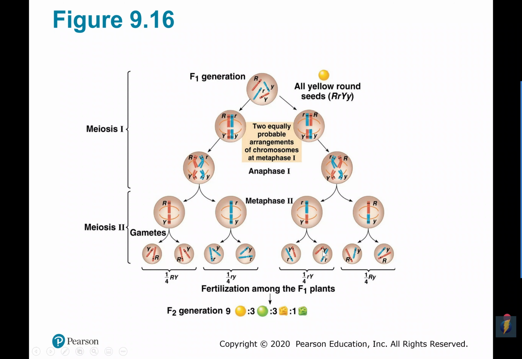And then when they separate again during meiosis 2, we end up with the typical ratio that we see where 9 times out of 16, they'll be yellow and round. 3 times out of 16, they'll be green and round. 3 times out of 16, they'll be yellow but wrinkled. And then they have a 1 in 16 chance of being green and wrinkled, both homozygous recessive. And it has to do with how these chromosomes separate independently of each other.